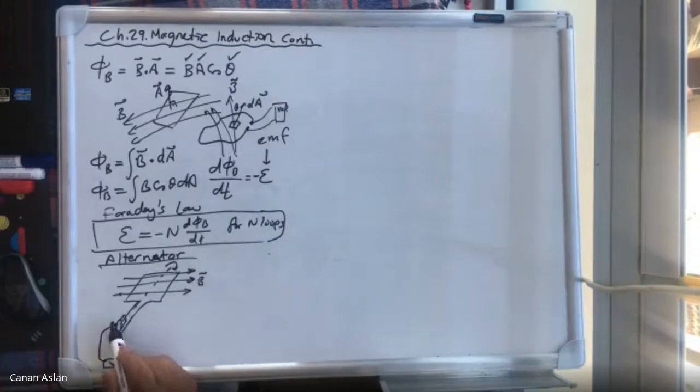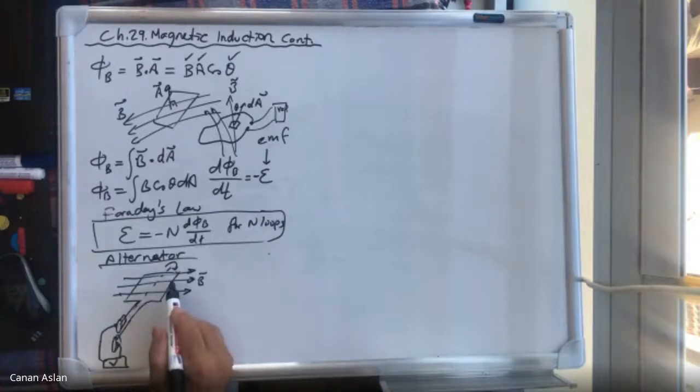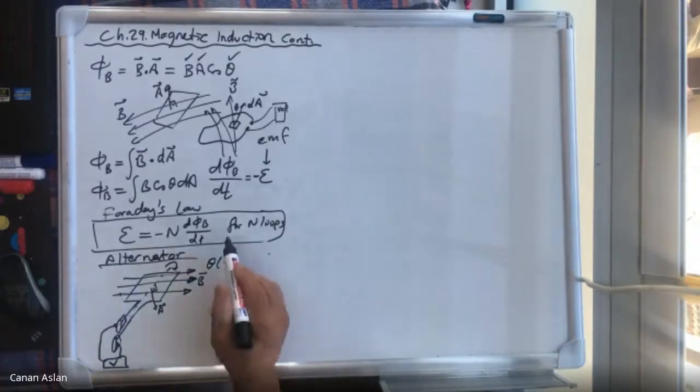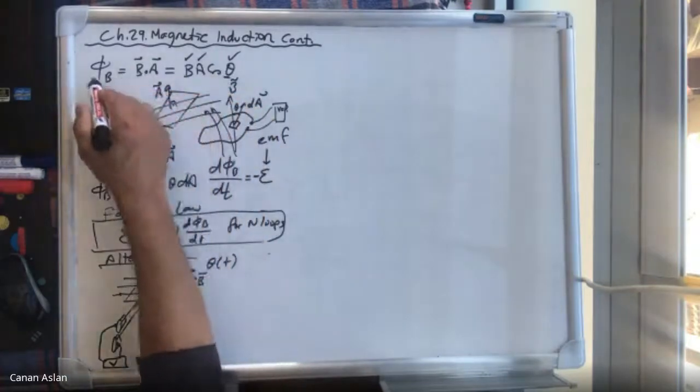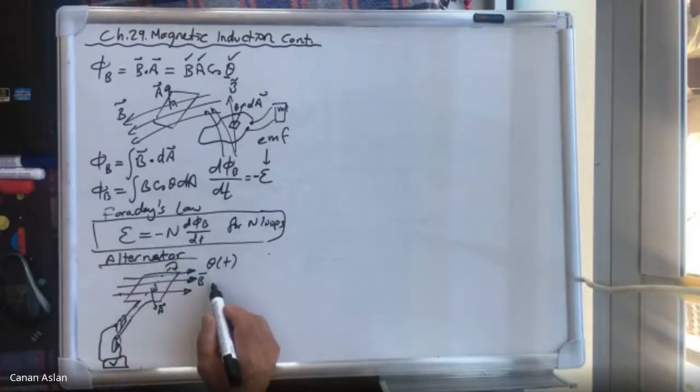So when you rotate this thing, you see that something changes. The magnetic field doesn't change because it's constant in time. But now the area vector changes. Suppose the area vector for this case was that. If it is rotated, then the area vector rotates, and the angle between the magnetic field and the area vector is going to be changing in time. So theta in this case is changing. When theta changes, the changing magnetic flux produces an electric potential.